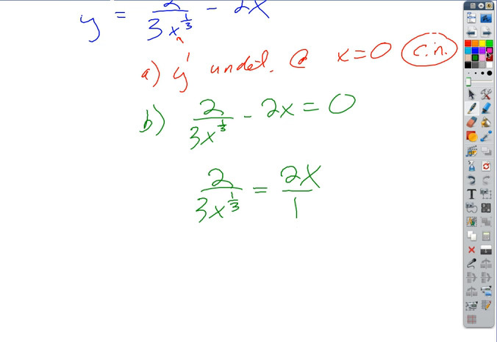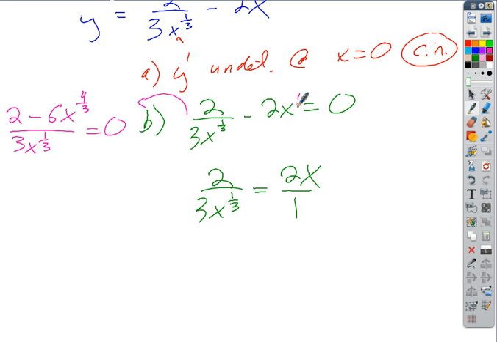Everybody see that? Oops, 3. If I multiplied this one by 3x to the 1/3 over 3x to the 1/3, 2 times 3 would have given me 6. X to the 1 times x to the 1/3 would have been x to the 1 plus 1/3, 4/3, right? And then I have my common denominator on the bottom. That's okay to do. Now, when is that fraction going to equal 0?